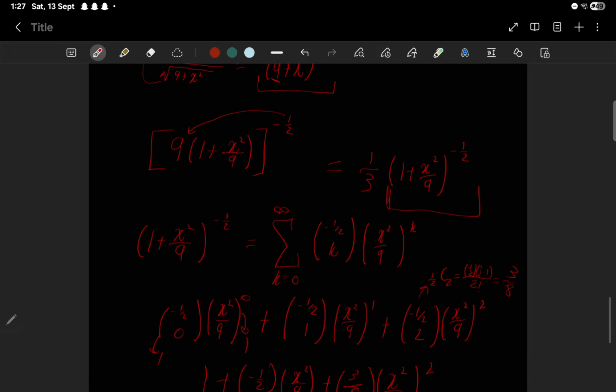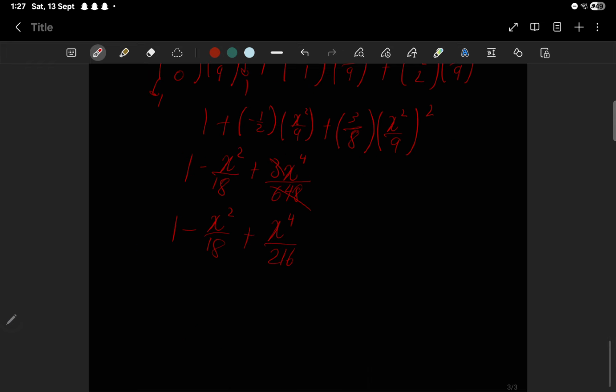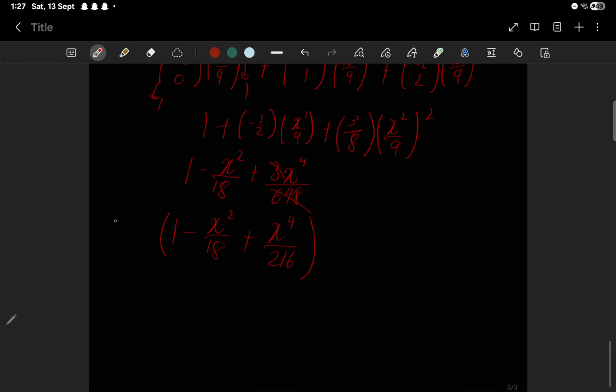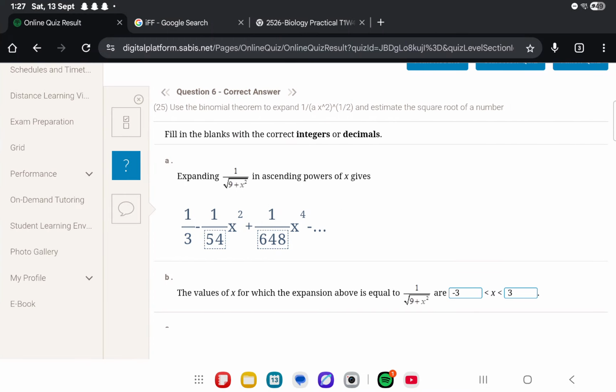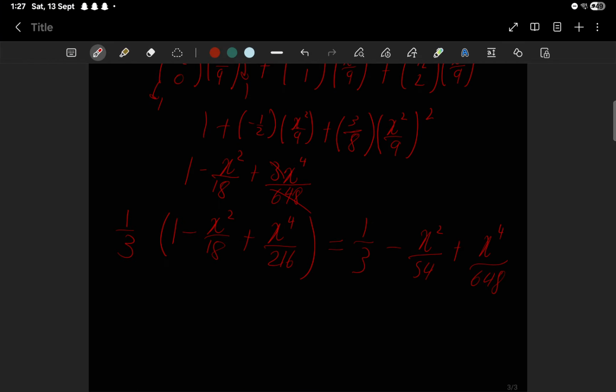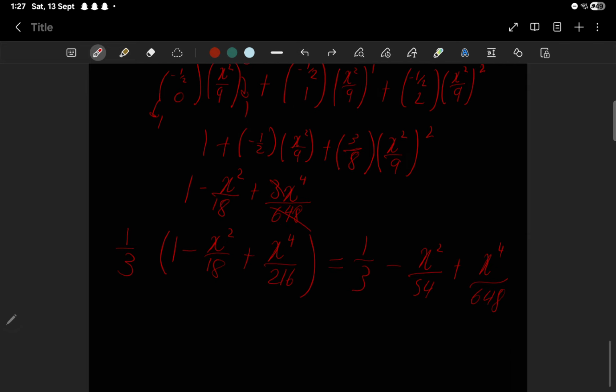Okay, now we're not done. This isn't the expansion because remember, we still have the 1 over 3 to multiply, right? So all of this is going to be multiplied by 1 over 3, which is going to equal 1 over 3 minus, what's 18 times 3? x squared over 54, plus x to the power of 4 over 216 times 3, 648. So x to the power of 4 over 648. Let me just check if this is the right answer: 1 over 3 minus 1 over 54 x squared plus 1 over 648 x to the power of 4. Yeah, okay, this is perfect. Now we got the first part. Part A is done.